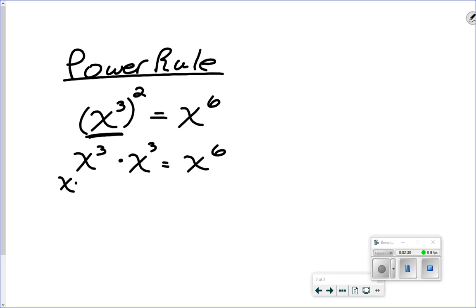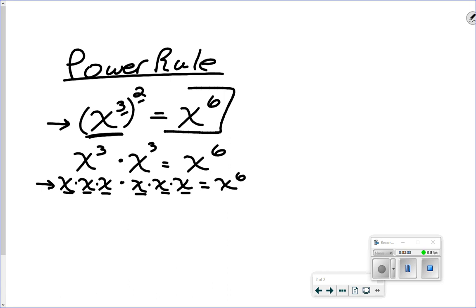Okay, I can break it down even further. X to the third means x times x times x. Another x to the third, and if I multiply those two x to the thirds together, I'm essentially multiplying x times itself 6 times. So this is the reasoning behind it. This is the shortcut. The shortcut says we take those exponents and we multiply them together.